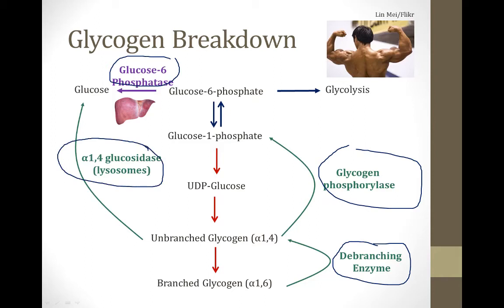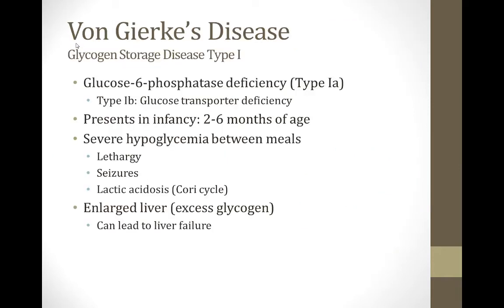And one of these 4 enzymes is going to be deficient in each of the key glycogen storage diseases that you need to know. The first glycogen storage disease is called von Gierke's disease. It's also called glycogen storage disease type 1, and this is a deficiency of the enzyme glucose 6 phosphatase.